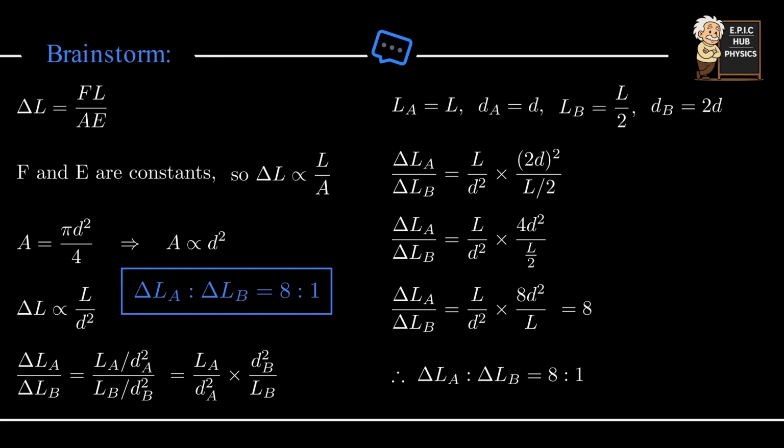What did we do? We started with the equation that relates extension to force, length, area, and Young's modulus. Since both wires experience the same force and are made of the same material, those terms cancel when comparing them. This allowed us to express the extension as being proportional to length divided by diameter squared. Then, we substituted the given relationships between the lengths and diameters of the two wires and simplified the ratio.